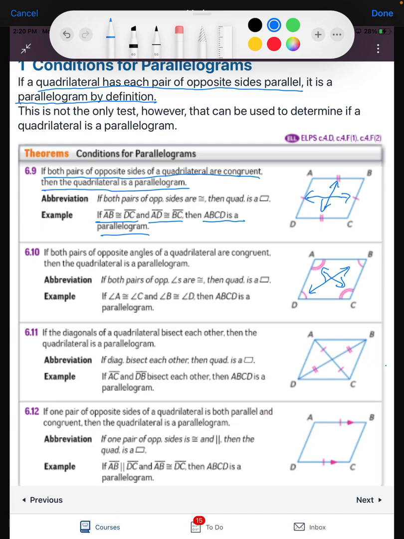The next one is looking at the diagonals. So if the diagonals bisect each other, meaning they break each other into two equal parts, then the quadrilateral is also a parallelogram. And then the last one here, if one pair of opposite sides are both parallel, so this symbol here, and congruent, we also can say that the quadrilateral is a parallelogram.